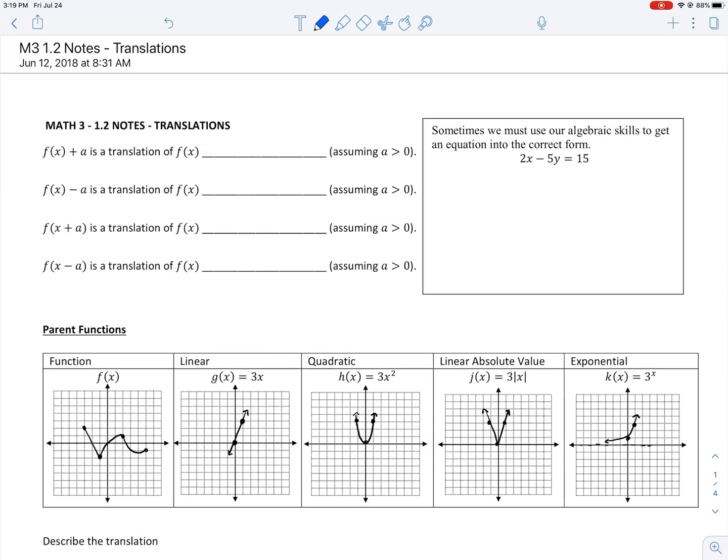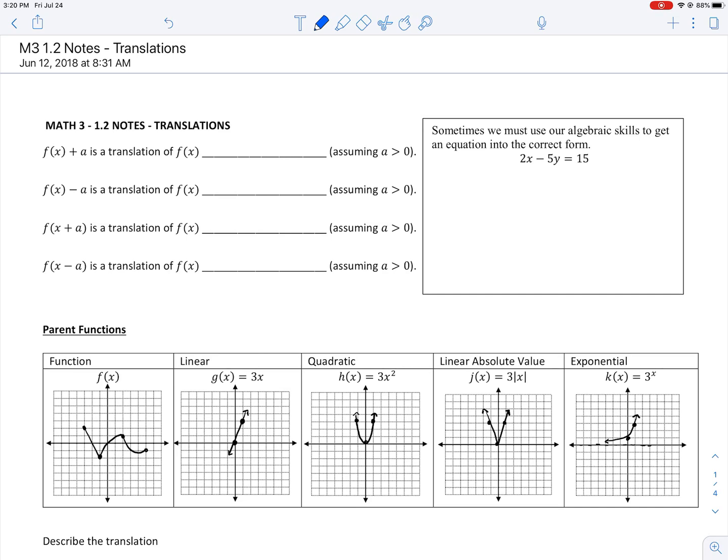Alright, so today we're going to talk about 1.2 translations. The idea is we're going to take these graphs and move them left, right, up and down, all that good stuff. Just a little refresher that sometimes these equations don't look like what we've seen before, so we're going to get to that here in the box in a second. But first, the idea of the translations.